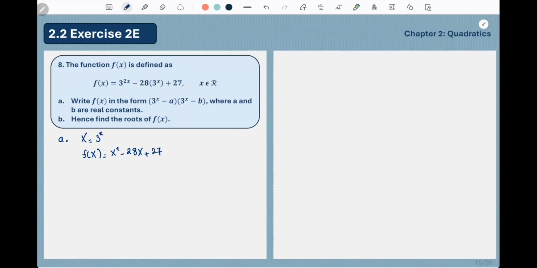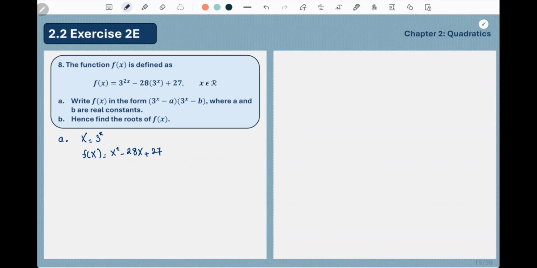Please remember this technique because it really comes in handy in A levels, and it will be the trick you should employ when you want to solve such questions. Because sometimes you can do it with 3 to the power of x, but it's too much to write. It's better to write X and then turn it back into its original form.